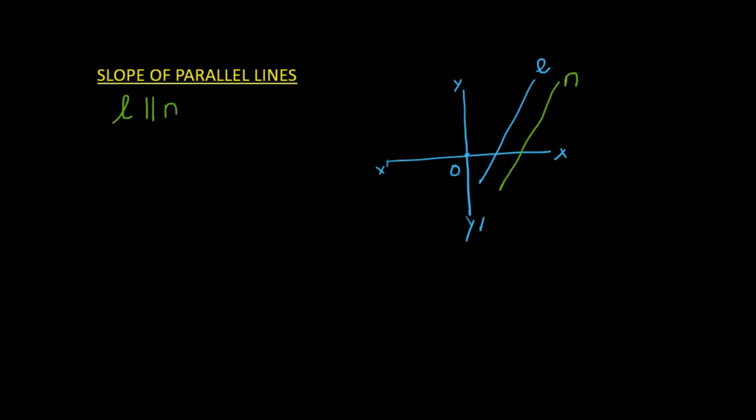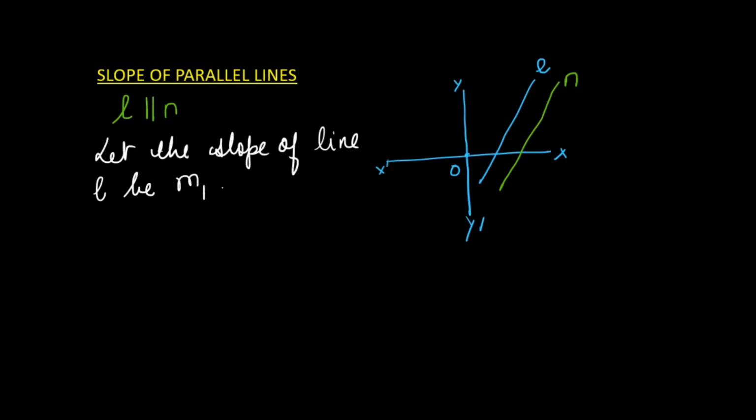Okay, let the slope of line L be M1. Okay, so the slope of line L is M1 and L is parallel to N, and let the slope of line N be M2. Fine.